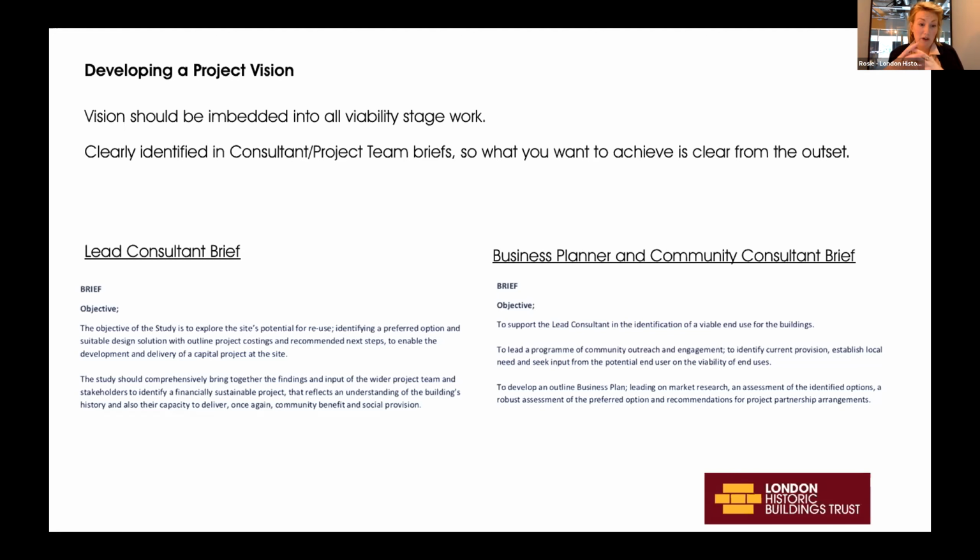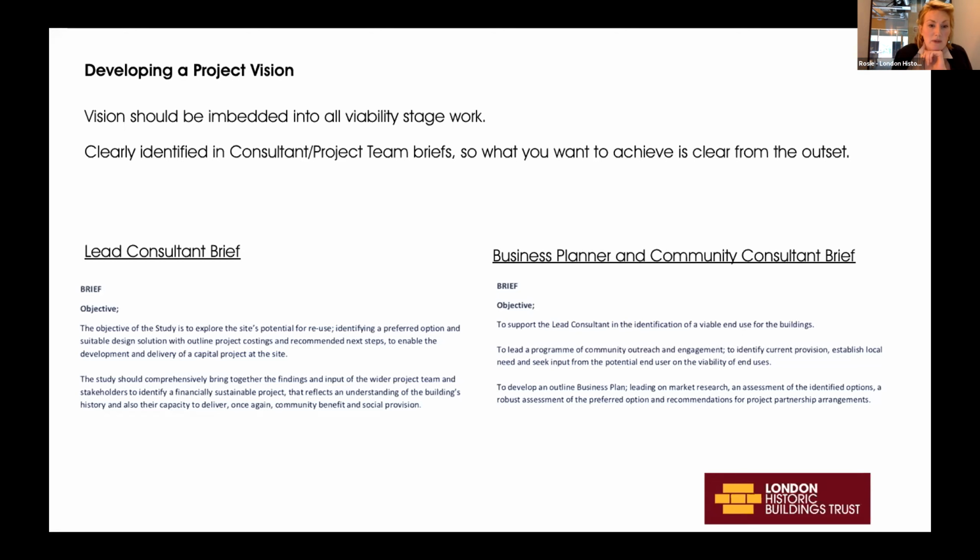The first way that we did that is to clearly identify it in our consultant and project team brief, so it's absolutely clear to the team that that's what we want to achieve. And I just copied and pasted the objectives from our two briefs, our lead consultant brief and our business planner and community consultant brief here.